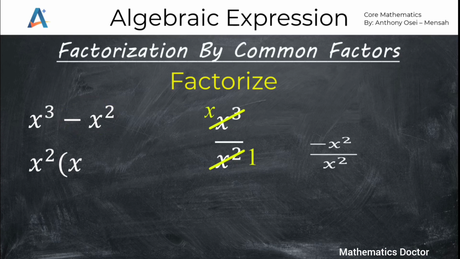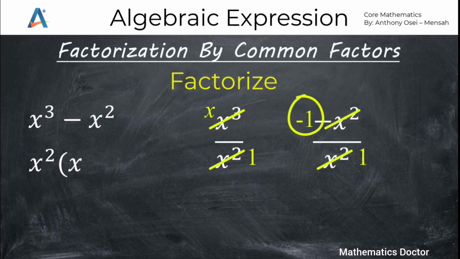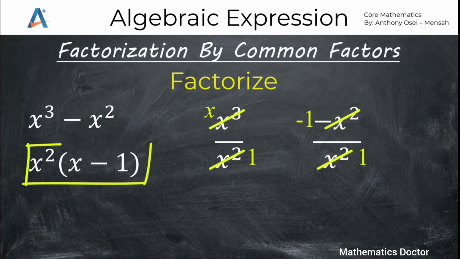Now we take minus x squared. Then we divide it by the highest common factor, which is x squared. Now x squared into itself is 1, and x squared into minus x squared is minus 1. So we have minus 1 as our answer. So we bring the minus 1 here. So finally, you realize that this question under the factorization will have an answer of x squared into bracket x minus 1.